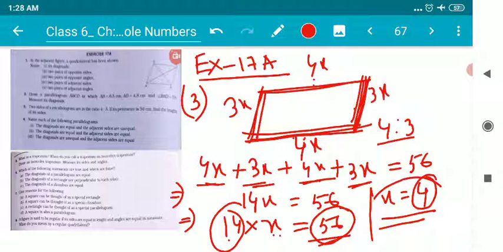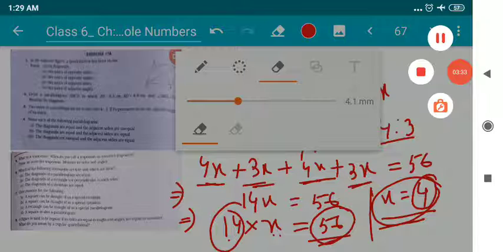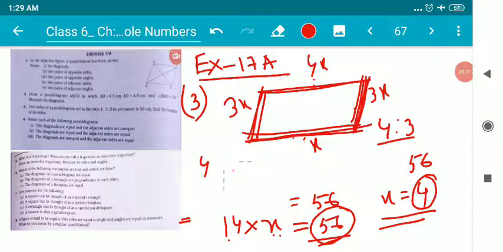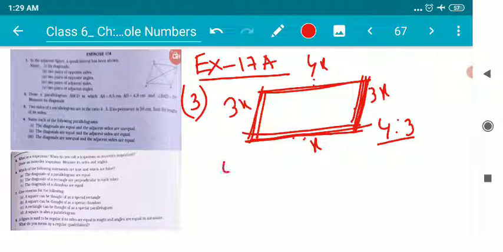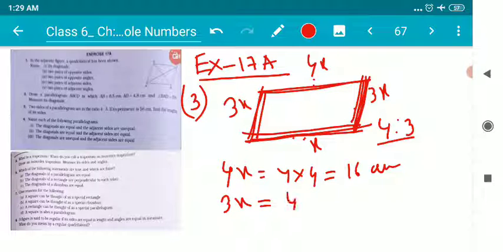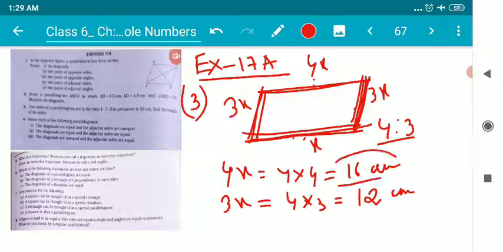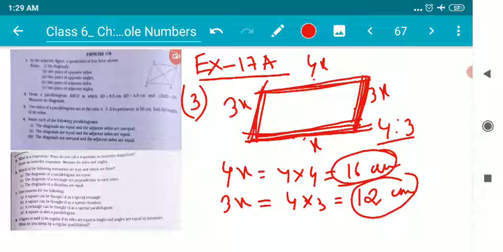Okay children, so the value of x I just got is 4. Now the question is, sir, we got the value of x, but what are the measures of the lengths and breadths? The measure of the length was 4x, means 4 into 4, that is 16 centimeter, and the breadth, which was 3x, is equal to 4 into 3, which is 12 centimeter. So I got the measure of the length, 16 centimeter, and breadth as 12 centimeter. So I got the measure of all four sides of the parallelogram.